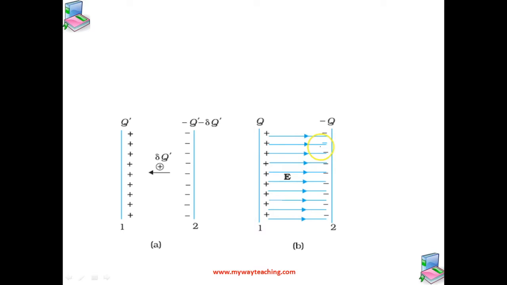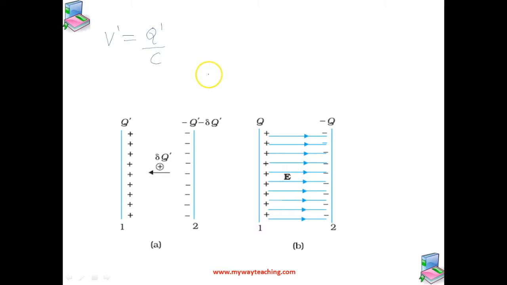So in order to calculate the total work done, we first calculate the work done in a small step involving transfer of an infinitely small amount of charge. So let us consider the intermediate situation when the conductors 1 and 2 have charges Q' and minus Q'. At that stage, the potential difference will be V' between the conductors 1 and 2. So that will be equal to Q'/C, where C is the capacitance of the system.